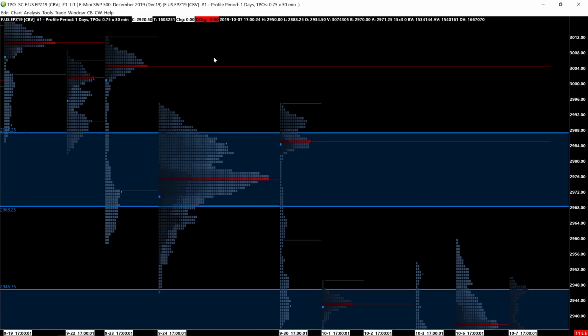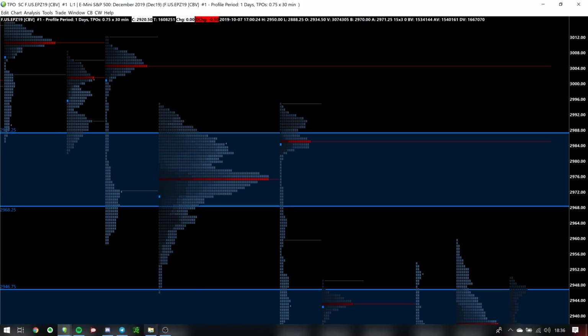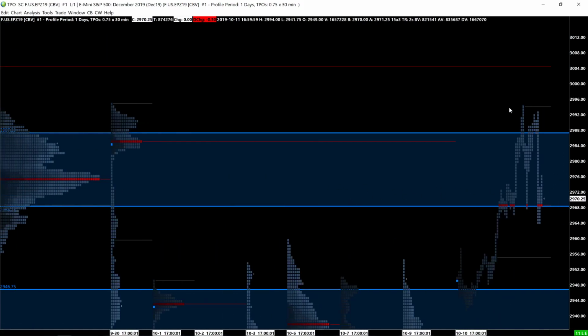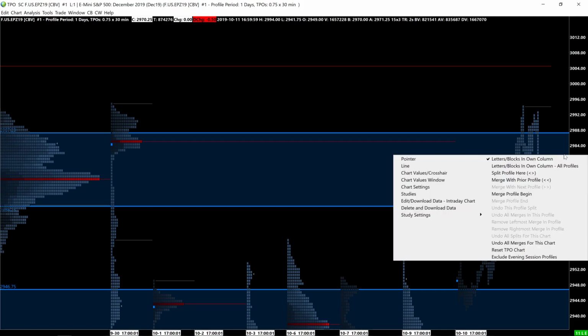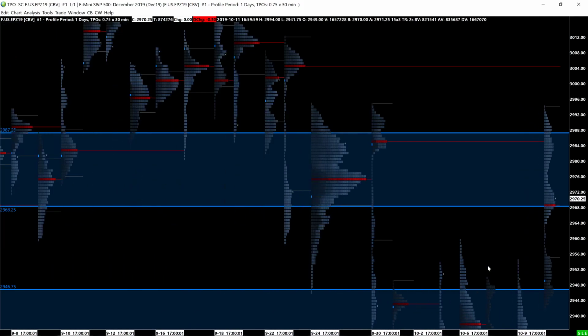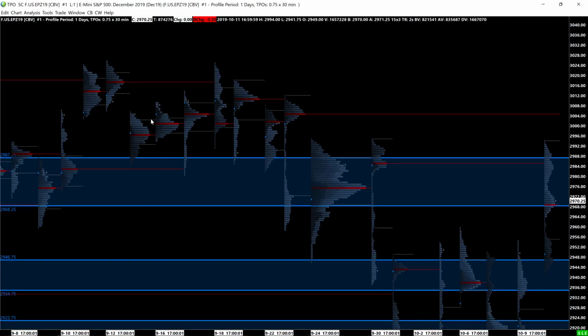And again, this was a trending day, so you don't want to count it. This would be our composite value area, and we ended up shooting right into it on Friday. So again, this isn't supposed to be a full-blown market profile course. This is just simply showing you how they can be used.